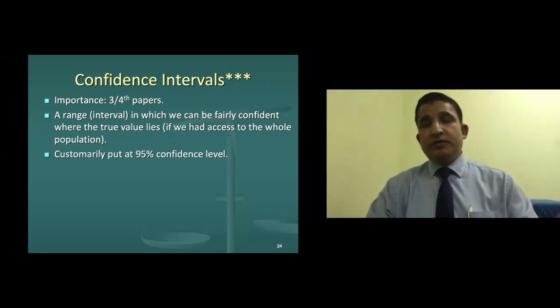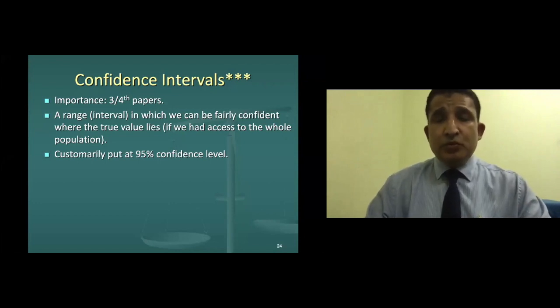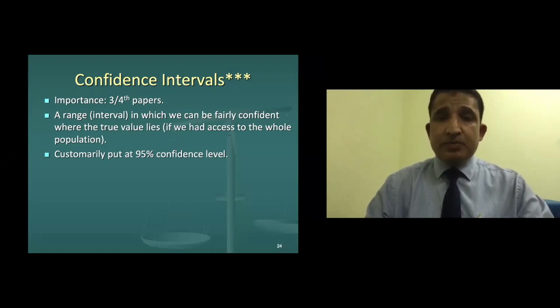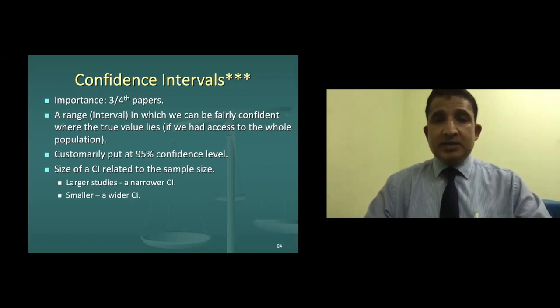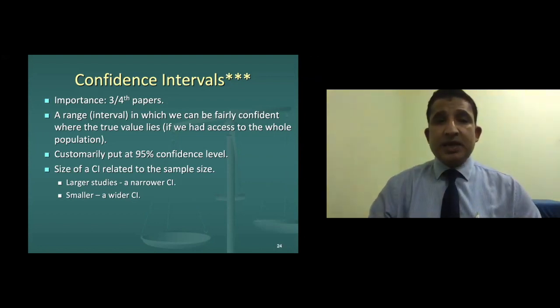So if someone says the confidence interval extends from this to this with a 95% confidence level, it means that if you do repeated research from that same population, taking samples multiple times, in 95% of the time your value will truly represent the population value. This is what a 95% confidence level means. Here is the catch. The size of the confidence interval is related to the sample size. If you have a large sample size, the researcher will be so confident that they will put a narrow confidence interval. If you have a smaller sample size, smaller studies, they will put a wide confidence interval because they will not be certain.